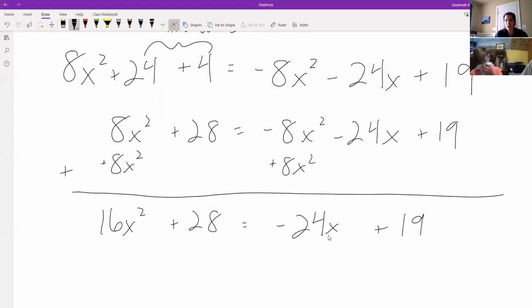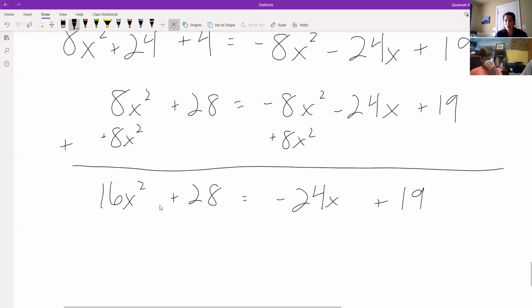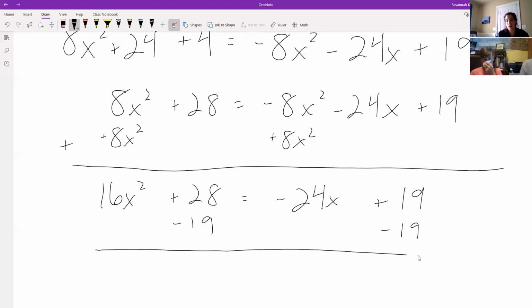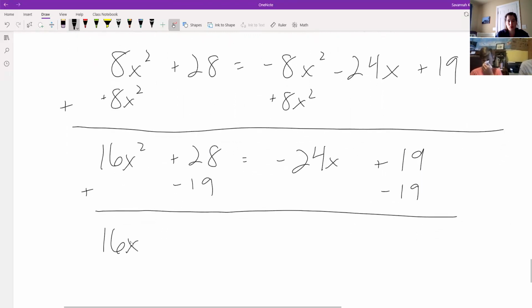That 24x or negative 24x, it's up to you when you move that. It doesn't have a buddy over on the left-hand side. So based on how painstaking I'm being about this, I might save it for the end and focus on my like terms first. Okay, so what is that? 9.